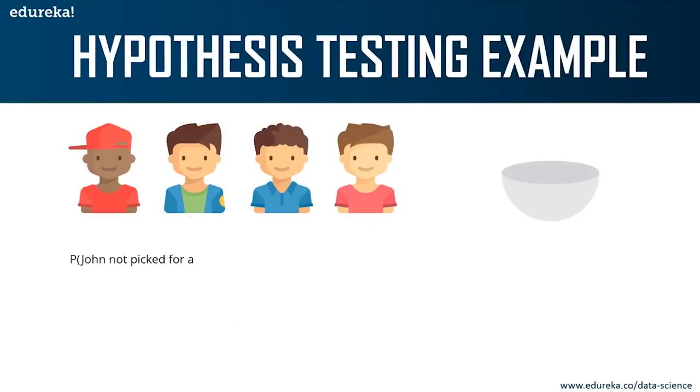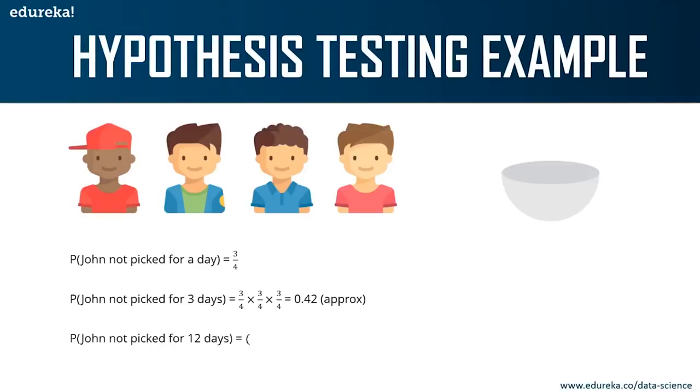First, we'll find the probability that John is not picked for a day. We get 3 out of 4, which is basically 75%. Now, 75% is fairly high. So if John is not picked for 3 days in a row, the probability will drop down to approximately 42%. Now let's consider a situation where John is not picked for 12 days in a row. The probability drops down to 3.2%. Thus the probability of John cheating becomes fairly high, right?